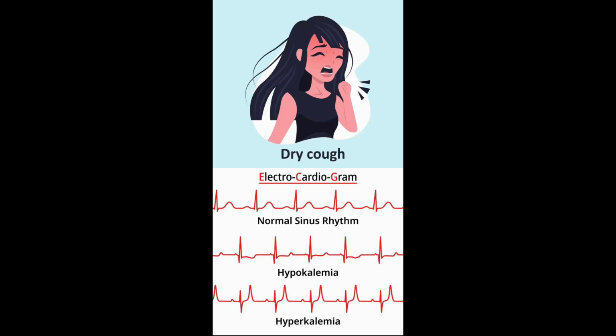ACE inhibitors also have a very important black box warning. They should never be used during pregnancy because they can cause serious harm or even death to the developing fetus. There are also key contraindications. These drugs should not be used in patients who are pregnant, have a history of angioedema, or have severe narrowing of the renal arteries. One major drug interaction to be aware of is with potassium supplements or potassium-sparing diuretics. When combined, these can lead to dangerously high potassium levels, which can cause serious heart problems.